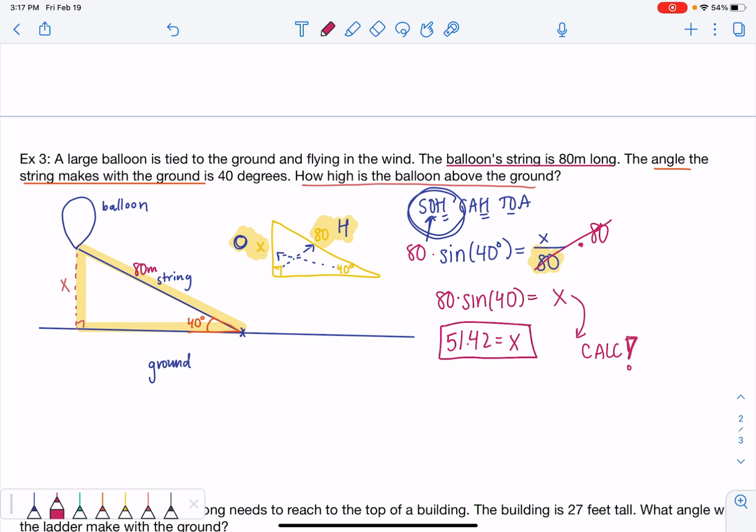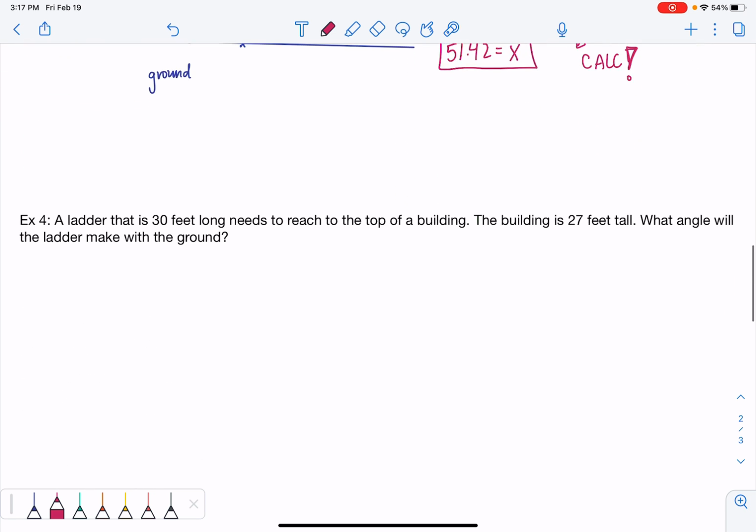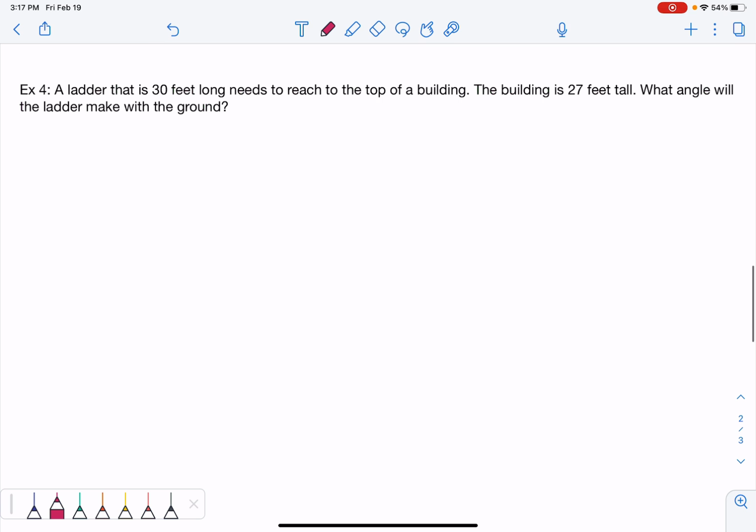Let's do one more problem as practice. Why don't you try pausing the video, drawing the diagram, and solving? Check your work with me. All right, so you've tried it on your own and now you're checking it. A ladder that is 30 feet long needs to reach the top of a building. So let's draw. What does that look like?